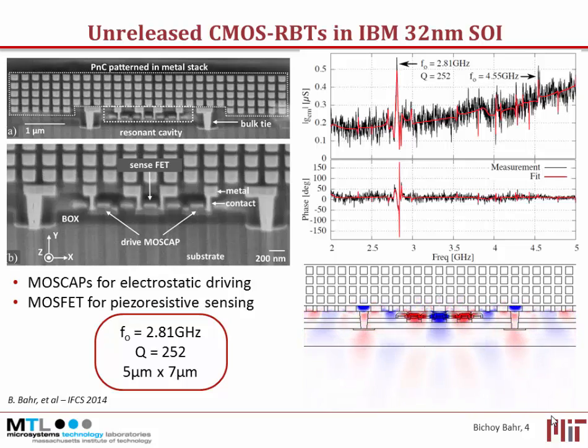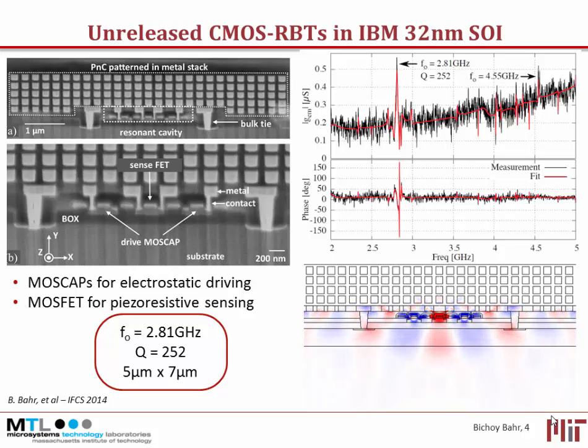And underneath this phononic crystal, we have basically our resonant cavity. In this resonant cavity, we have two MOS caps used for electrostatic actuation of the resonator, and in the middle a single MOSFET that's used for piezoresistive sensing. This device achieved a quality factor of 252 at 2.8 gigahertz. And you can see here the stress distribution of the vibrational mode.